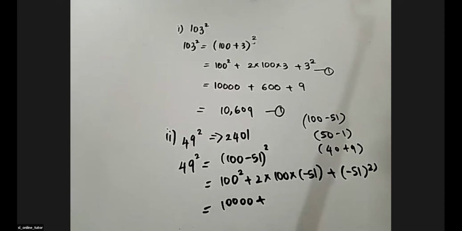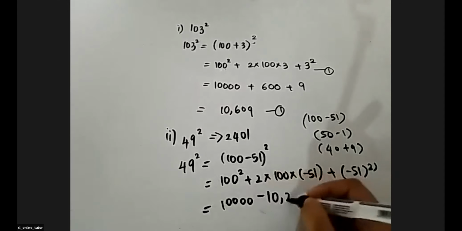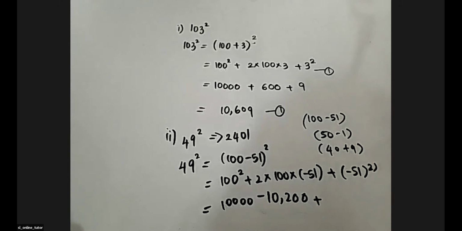Yeah, 102 and double zero. 10,200. It should be negative 10,200. Am I correct? Yeah, teacher. Then here you get negative into negative, positive. What is 51 into 51? You got it, Rifana.